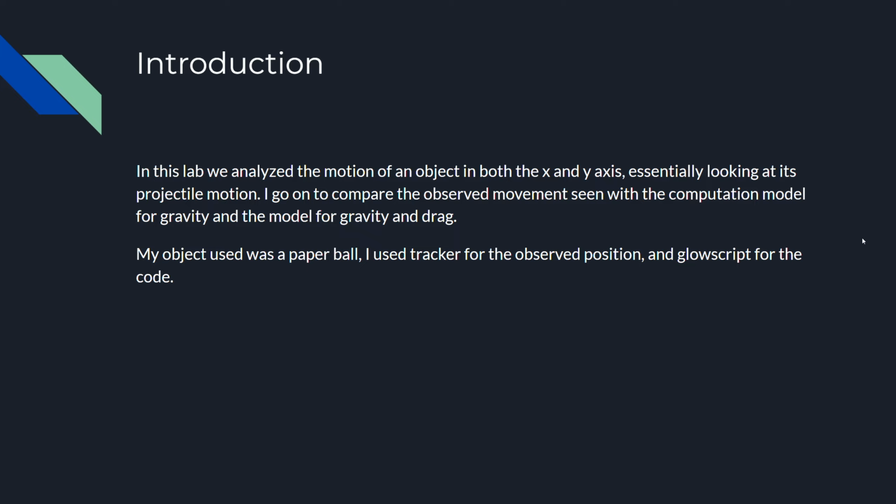So to introduce, in this lab, we basically analyzed the motion of an object in both the x and y axis, and we looked at its projectile motion. I go on to compare the observed movement with the computational model for gravity and the computational model for gravity and drag. In this case, the object I used was just a paper ball, and I used Tracker for the object's observed position and GlowScript for the code for the computational model of the object.